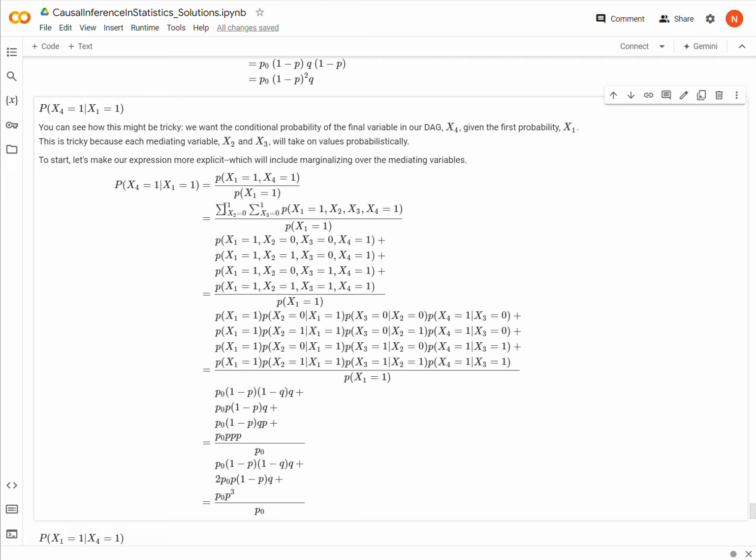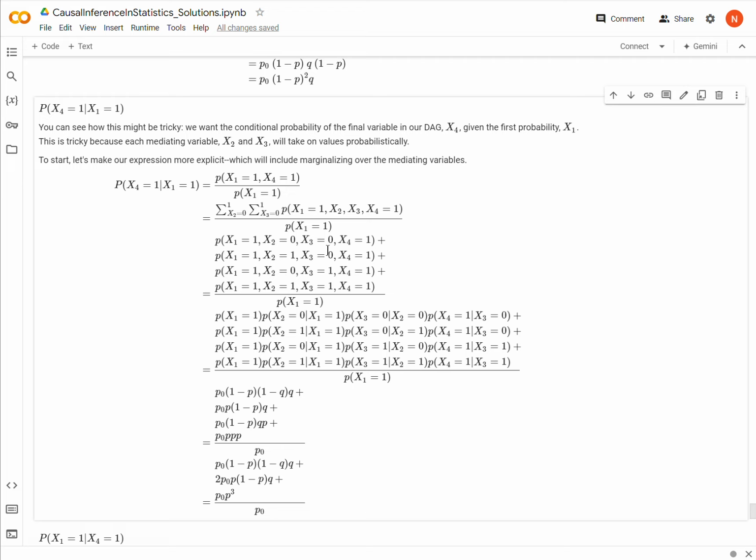This numerator we can expand out into four different terms. We have the probability that x1 equals 1 in each of these terms, that x4 equals 1 in each of these terms, but then in the middle for x2 and x3, again, we want to account for every possibility of x2 and x3.